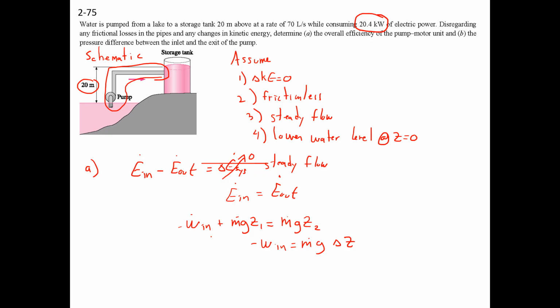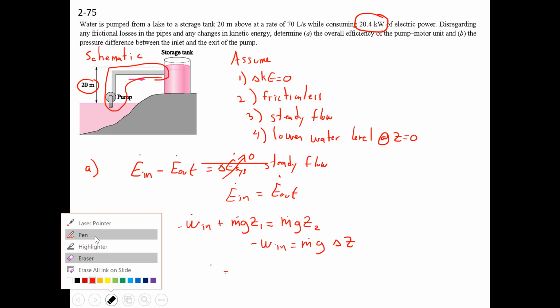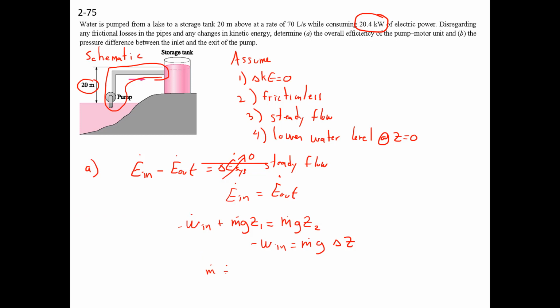So what is my mass flow rate? Let me go ahead and erase that and write that out again. My mass flow rate is going to be m dot equaling the density times the volume flow rate. The density of water is 1 kilogram per liter, and the flow rate of the water is 70 liters per second. So my mass flow rate is going to be 70 kilograms per second.